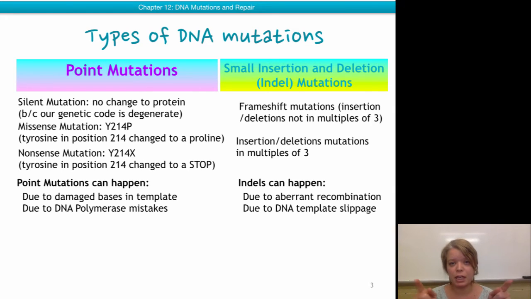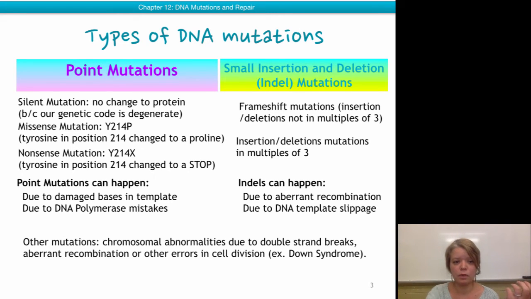during DNA replication due to DNA template slippage. They can happen due to aberrant recombination events during cell division, or they can happen, and I didn't write it down, when double strand breaks in DNA occur and they're repaired imprecisely. So DNA repair mechanisms can actually cause mutations when they're trying to do a good thing.